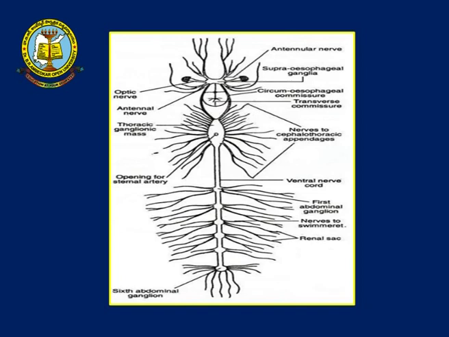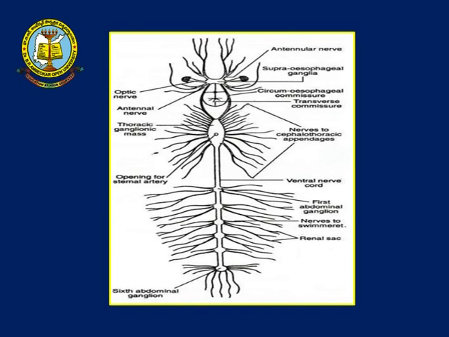So, they give out the nerves to the renal sacs also. Then below you have a thoracic ganglion. The thoracic ganglion gives rise to 11 pairs of nerves. The first one goes to the mandibles, called the mandibulary nerve, then they give rise to maxillulary nerves, and then to maxillary nerves. So, that is the 3 pairs there.